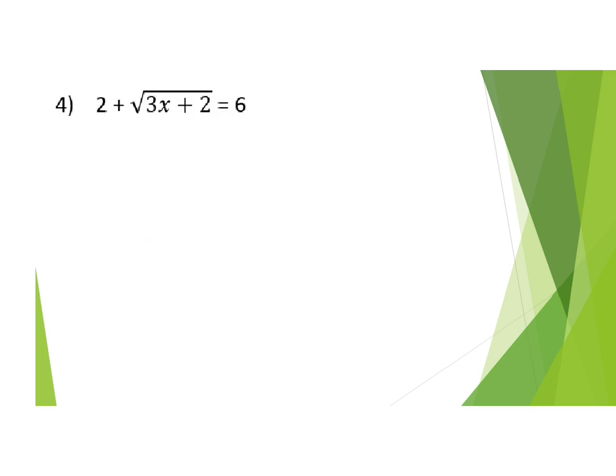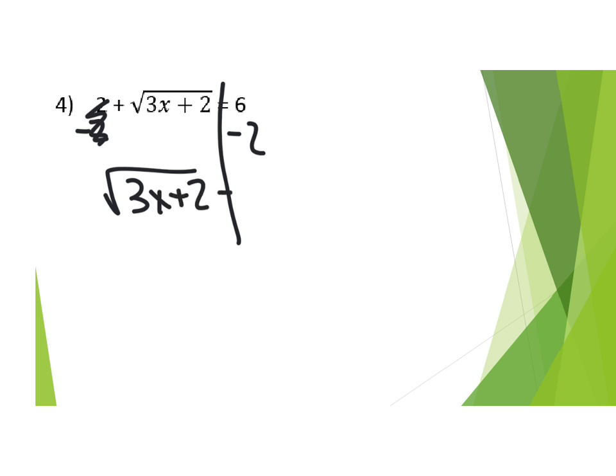Okay, so example 4, similar to the last one. We have 2 plus the square root of 3x plus 2 equals 6. So once again, you have to get the radical part by itself. So we're going to subtract this 2 first. That will cancel out, and that'll leave us with the square root of 3x plus 2 equals 4.